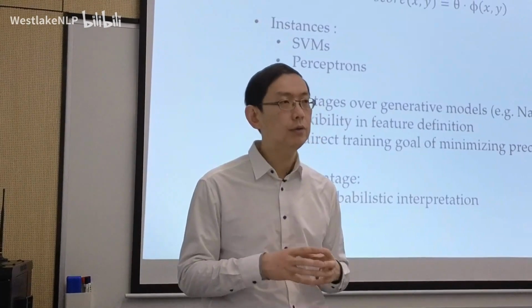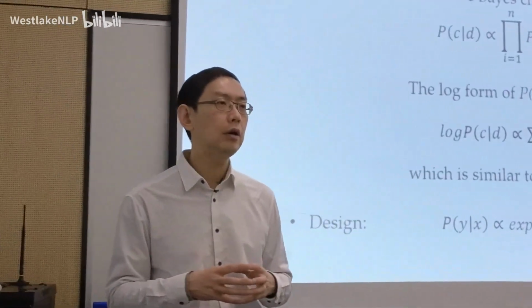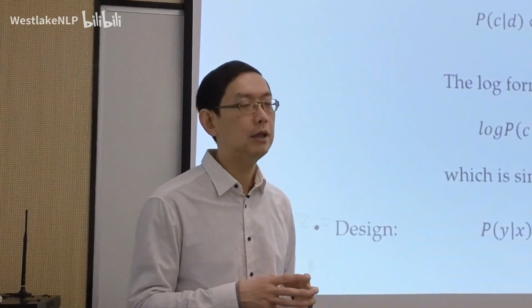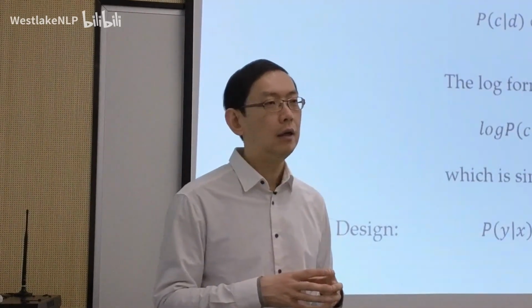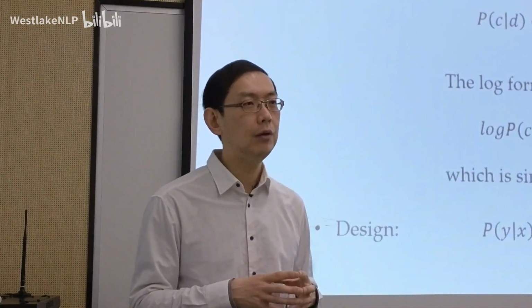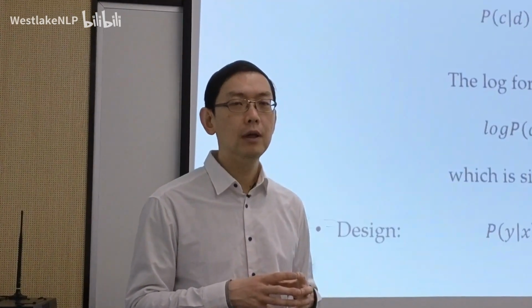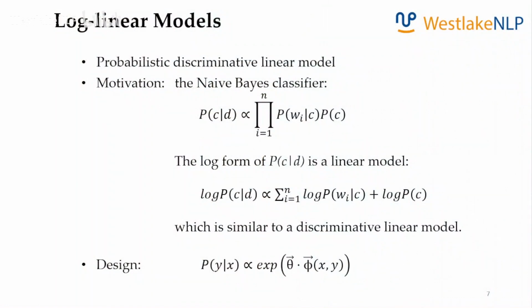So in order to do that, we might think about how to turn the theta dot phi score, the score that perceptron and SVM had, into a probability. How do you do that? Well, we can borrow the formalism of naive Bayes. Let's look at naive Bayes again.